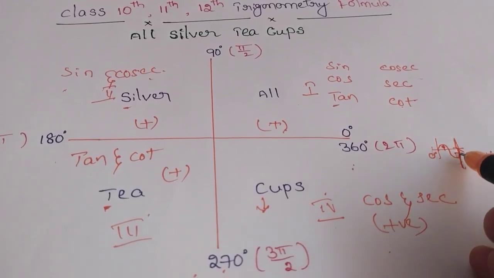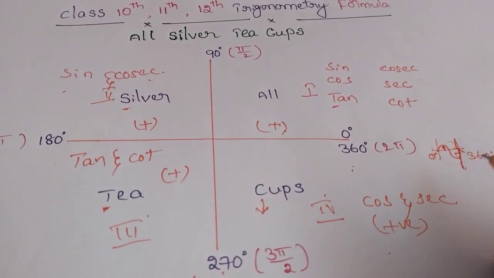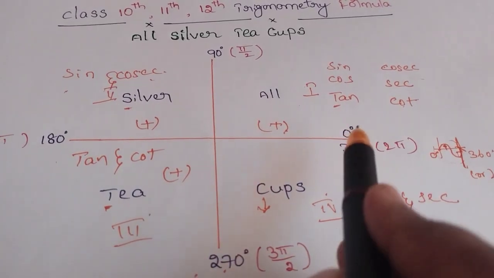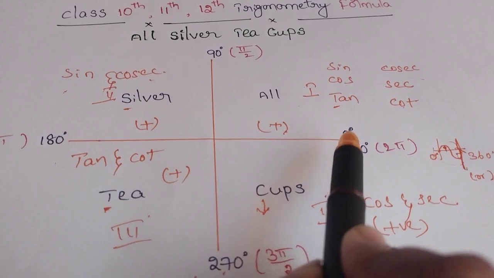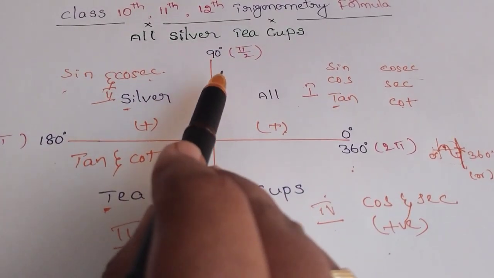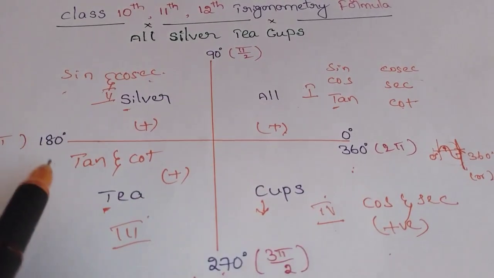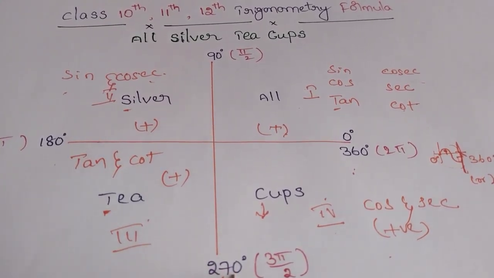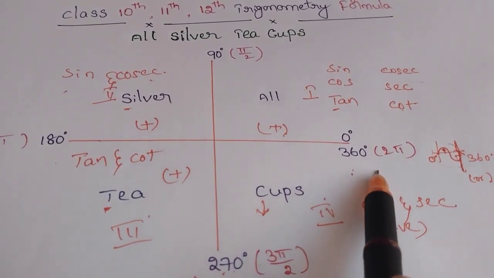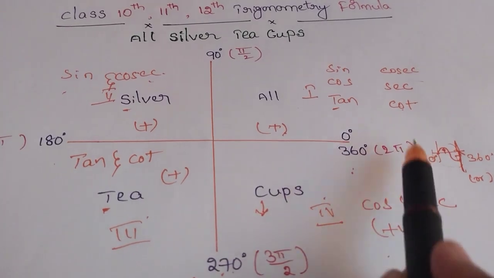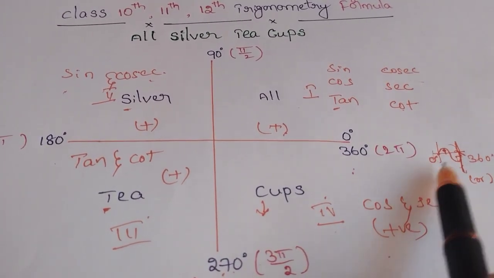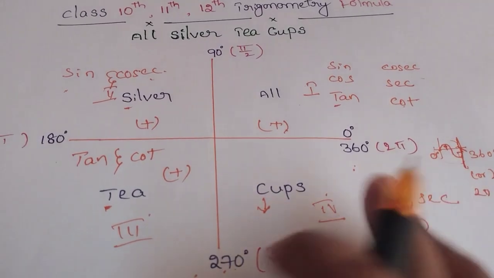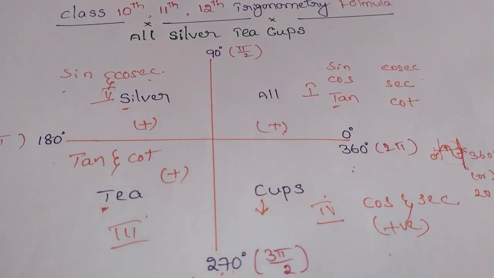So one complete cycle is 360 degrees, or in radians, from 0 to pi by 2, from pi by 2 to pi, pi to 3 pi by 2, 3 pi by 2 to 2 pi. So in radians, one complete cycle is from 0 to 2 pi. So this is one complete cycle.